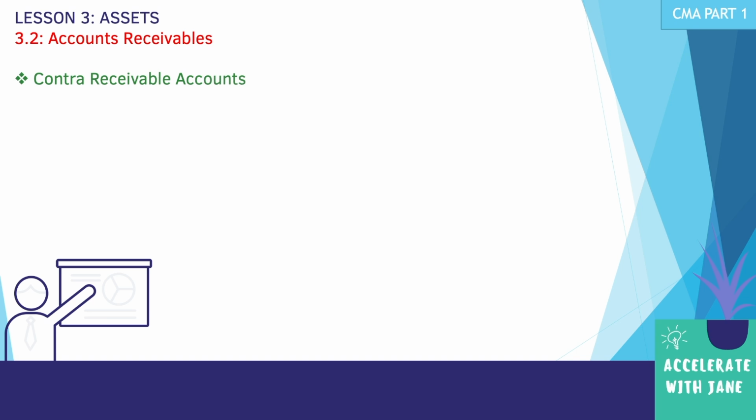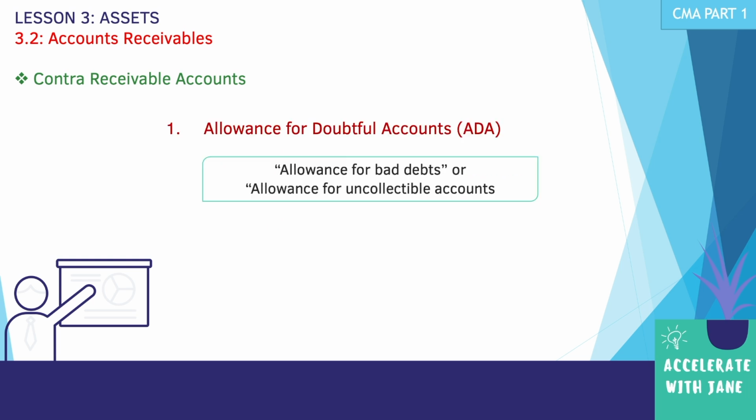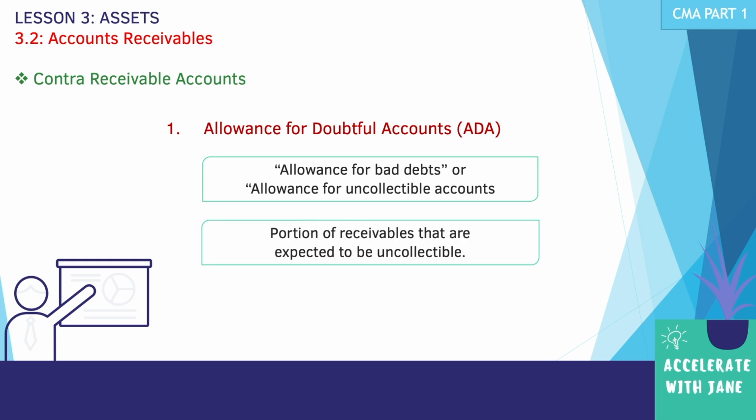Now let's dive deeper into the contra receivable accounts. As mentioned earlier, we have two contra receivable accounts for accounts receivable: allowance for doubtful accounts and allowance for sales return. First, let's talk about allowance for doubtful accounts, or ADA. Other terms for allowance for doubtful accounts are allowance for bad debts or allowance for uncollectible accounts. What do we mean by this? These are the portion of receivables that are expected to be uncollectible. As such, we provide allowances against the gross amount of accounts receivable.